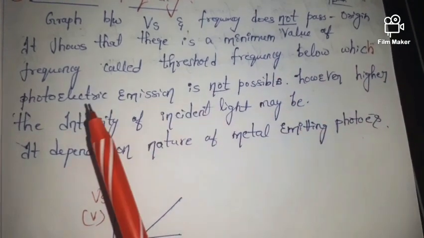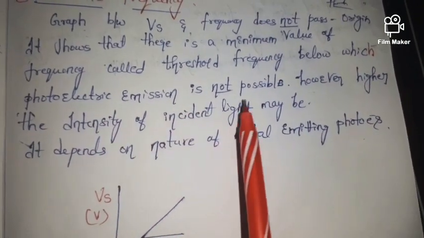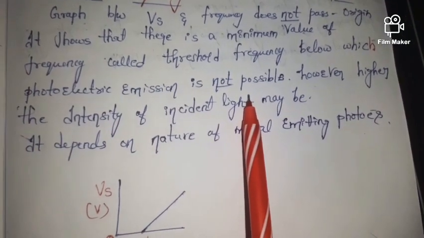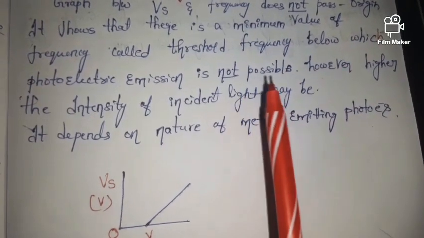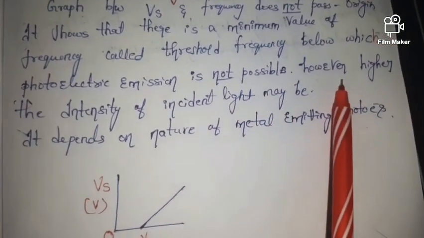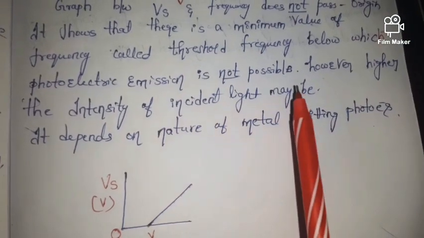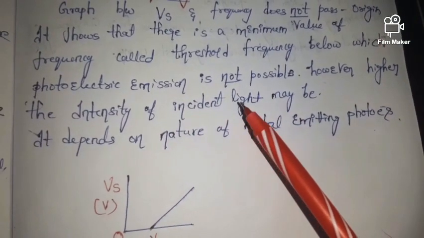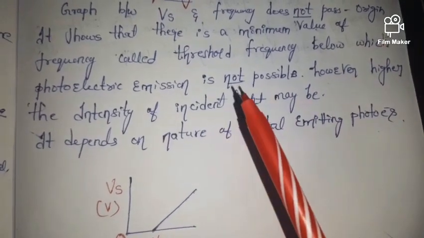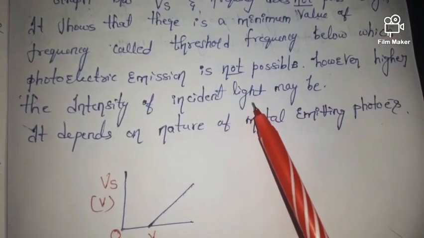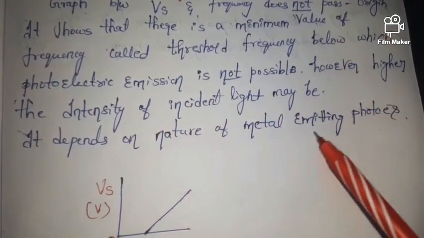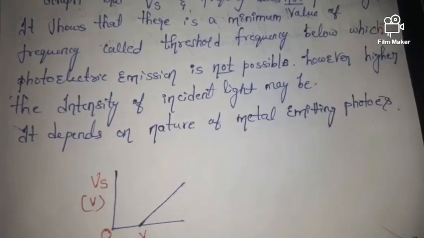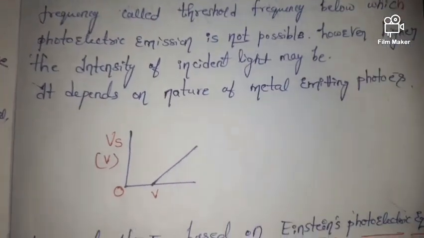Below the threshold frequency, photoelectric emission is not possible. If the frequency is less than the threshold frequency, photoelectric emission is not possible, however high the intensity of incident light may be. It depends on the nature of the metal emitting photoelectrons. Hope you understood this.